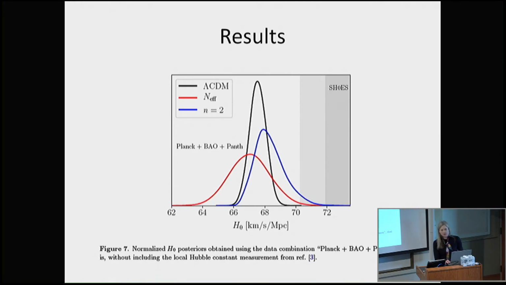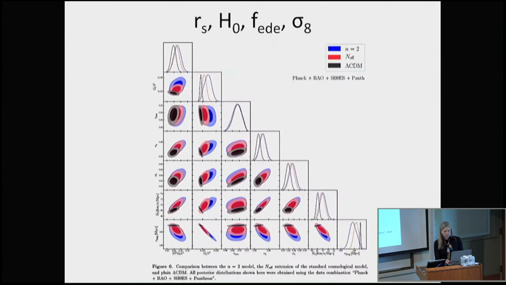And the red curve there is n effective, which is just adding extra degrees of freedom, which is one model you might have seen to try to reconcile these two. And you see we do a bit better. We don't do it as much better as we might have hoped, but we do better. And this is a comparison for n equals 2, n effective, and lambda CDM.